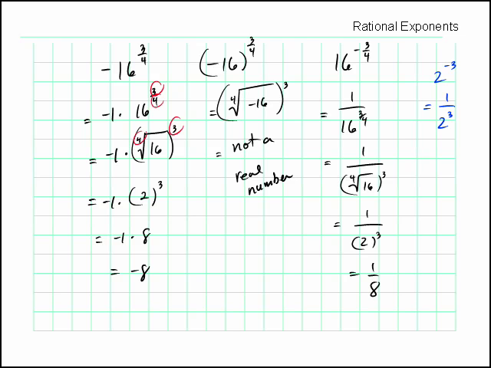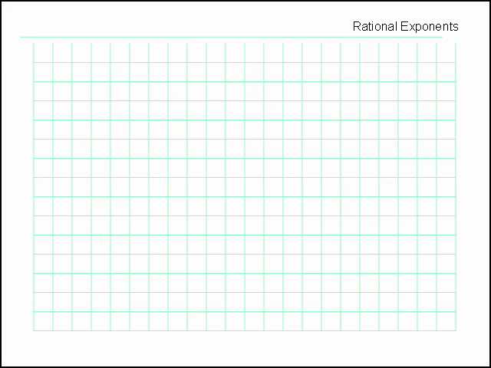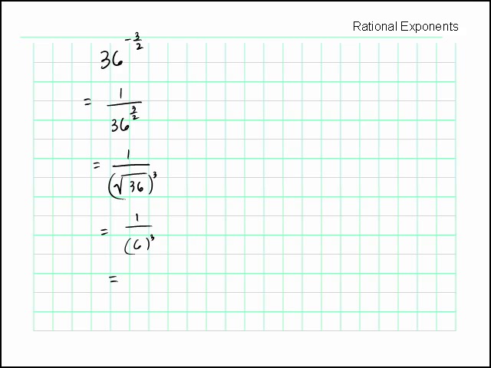Here's some more of those. 36 to the negative 3/2. To make the exponent positive, I write this as 1 over 36 to the positive 3/2, which is 1 over, as a radical, the square root of 36 raised to the 3rd power. The square root of 36 is 6. And when I cube that, I get 1 over 216.